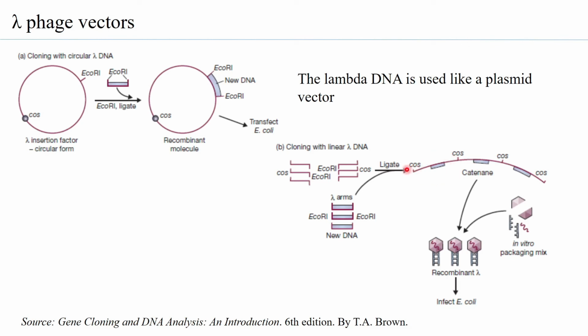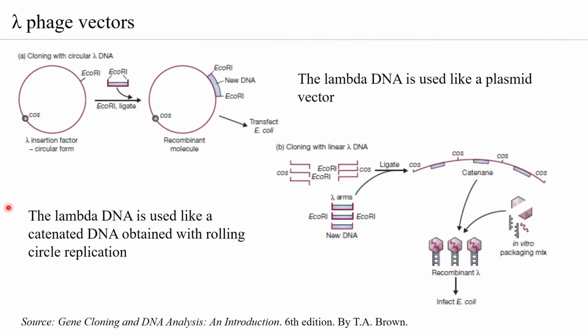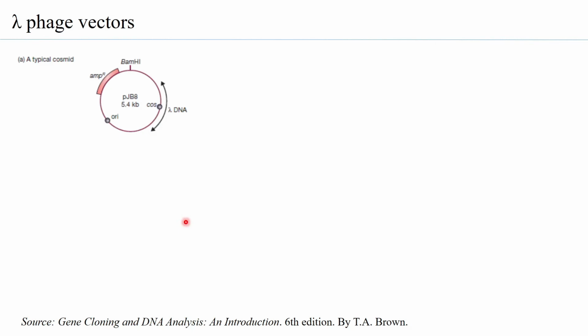DNA that is present within two COS sites can get packaged into the head of a lambda phage. So that is how every catenated DNA containing the new DNA can get inserted into the lambda phage. So that is also the way it can be used. So you can get catenated DNA just like you get with rolling circle replication.